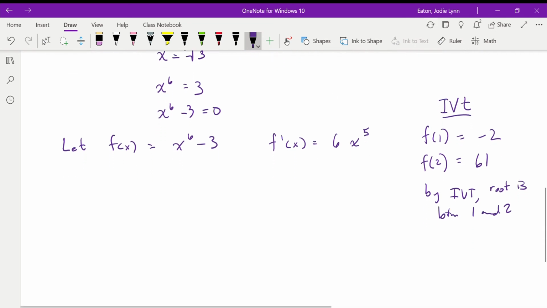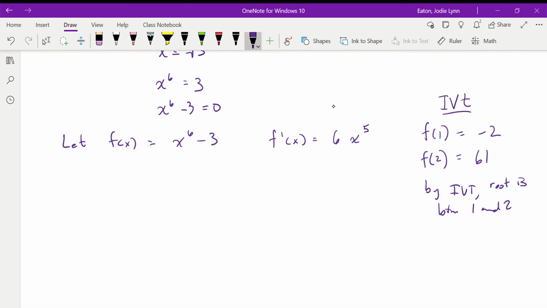So let's take a guess for x naught. It doesn't actually matter what you guess to start with. If you guess something different, you will eventually get to something that is a better guess. So let's say x naught equals 1.1. Now we're going to try to find x1. So x1 is x naught minus f of x naught over f prime of x naught.